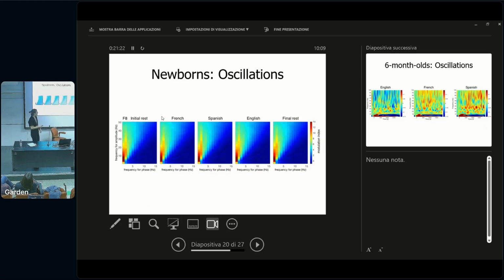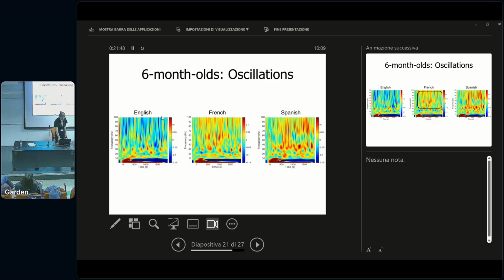During the final rest, even if it's silence, we actually find greater power in the slower bands. And this is nesting. I'm not going to go into this, but this is essentially the phase of the slower oscillations and the amplitude of the faster oscillations. Where there's a stronger, warmer color, there is a nesting relationship. And you see that there is absolutely no difference whatsoever, which is surprising. We followed published pipelines, but it might be an issue of sensitivity, or just the noisiness of infant data.